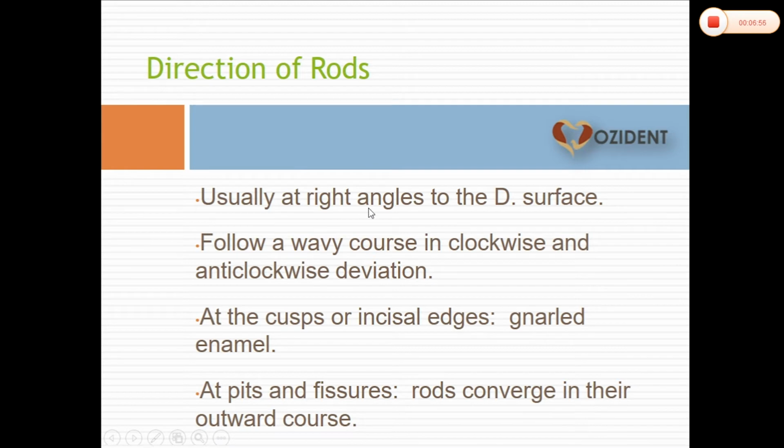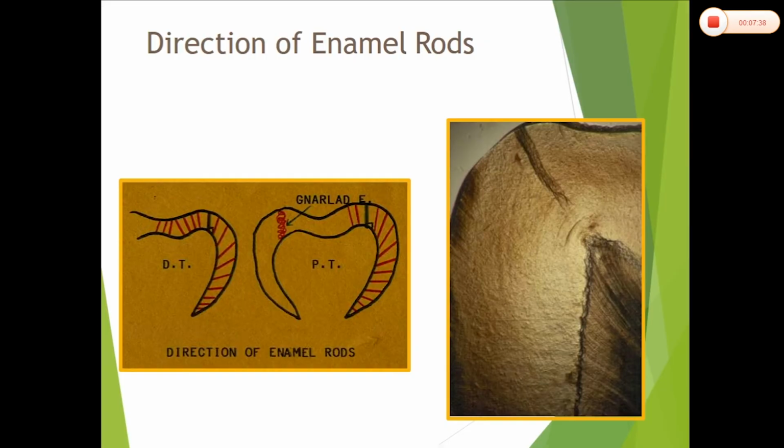The direction of the rods is usually at right angles to the dentin surface. They follow a wavy course in clockwise and anticlockwise deviation. At the cusp or incisal edge there is gnarled enamel. The directions change there so that it appears as gnarled enamel. But at the base and fissure area the rods converge in their outward course. At the incisal edge and cusp tip the course is very wavy, so gnarled enamel appears. This is the direction of the enamel. Here you can see it take many directions.